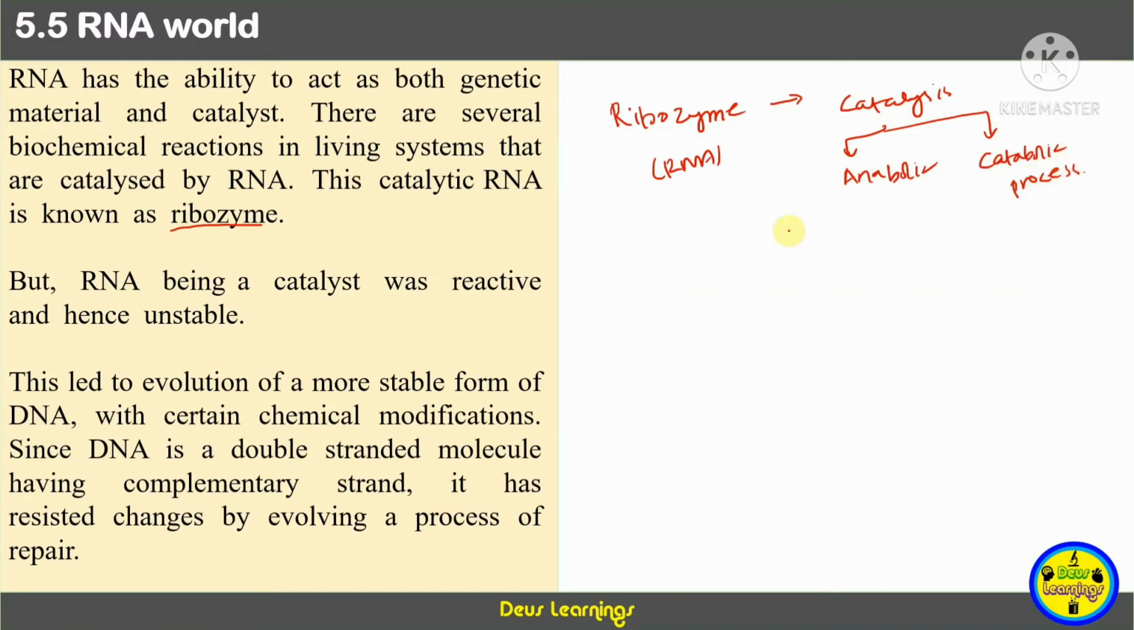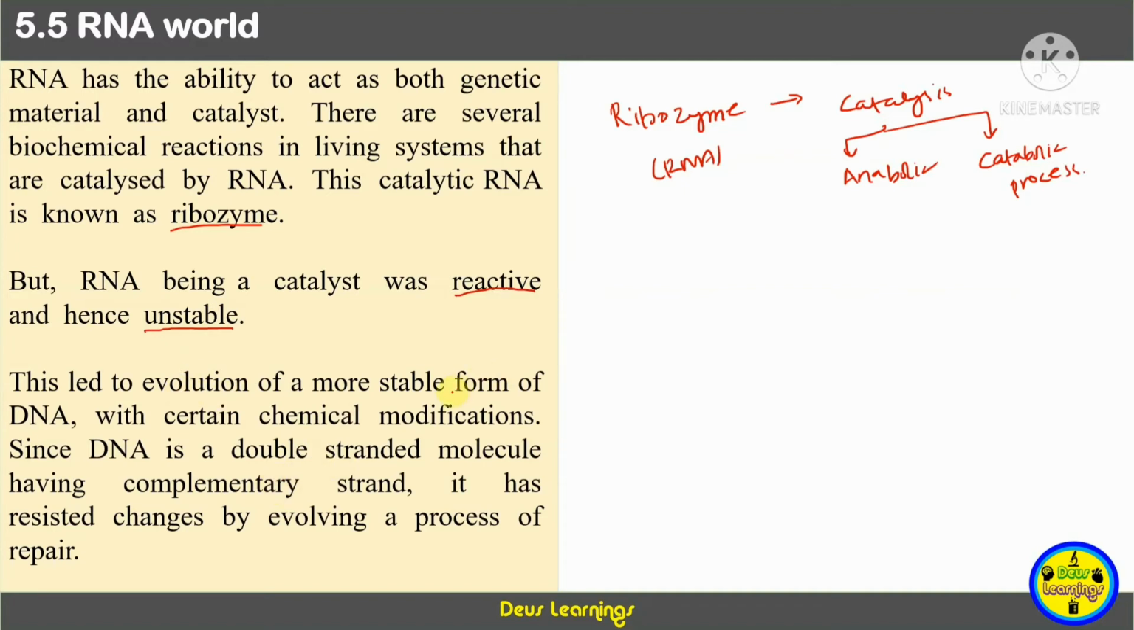Such functions they can perform. Since they are able to do catalytic jobs, they are highly reactive, right? They are reactive, and they are less stable, or we can say that they are unstable. So you know that RNA is capable of doing reactions. They have a catalytic property, and those enzymes which have catalytic property, I told you, are known as ribozyme enzyme. You already know, right? It's ribozyme. And since they are reactive, they are unstable.